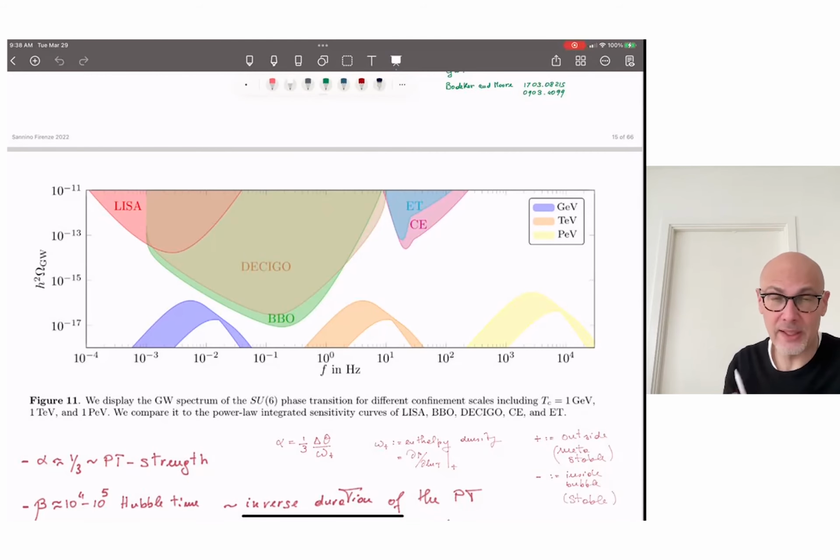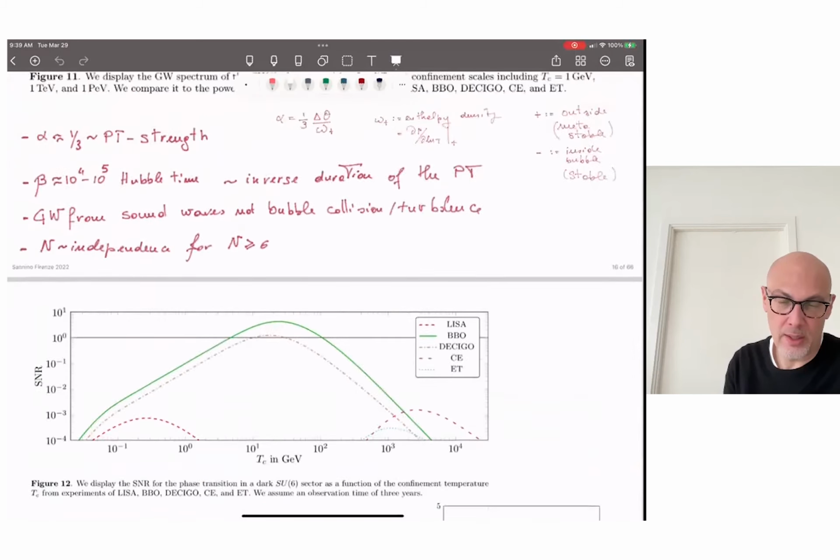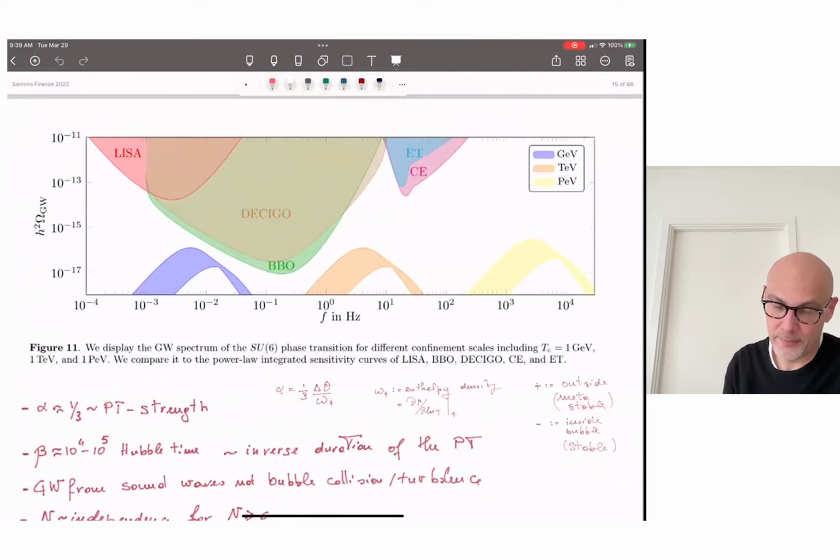Now, trying to be a bit more optimistic, this is for BBO and for the SIGO, the signal to noise ratio in terms of the deconfinement or confinement temperature. So this is, as I told you, the free parameter, because we don't know in the dark sector where the confining scale is. And you see that in principle, you're able to detect that in the hundreds of GeV region. This is kind of a coincidence that depends on the type of experiments that you want to use.